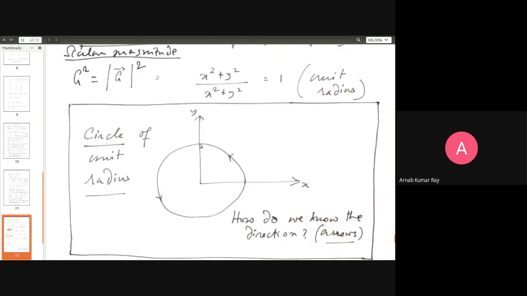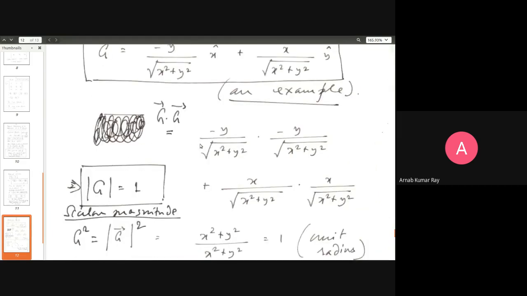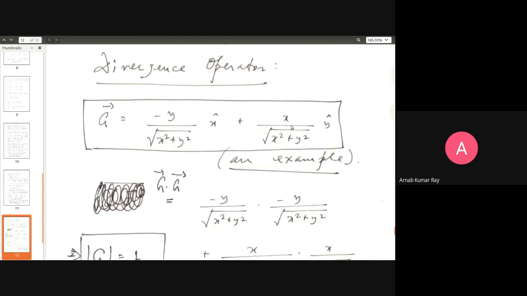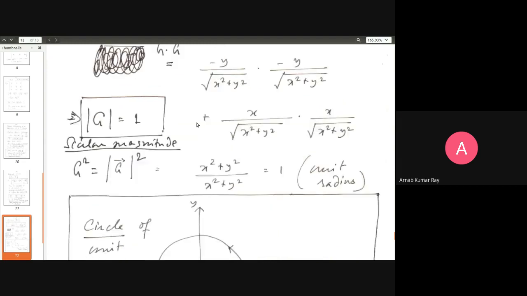Now, at this point, x is equal to 0. If x is equal to 0, then the second term will vanish. X equal to 0 divided by 0 squared plus y squared, so 0 divided by y, 0. And the first term will be minus y divided by square root of y squared, which is y. So minus y divided by y will be minus x cap.